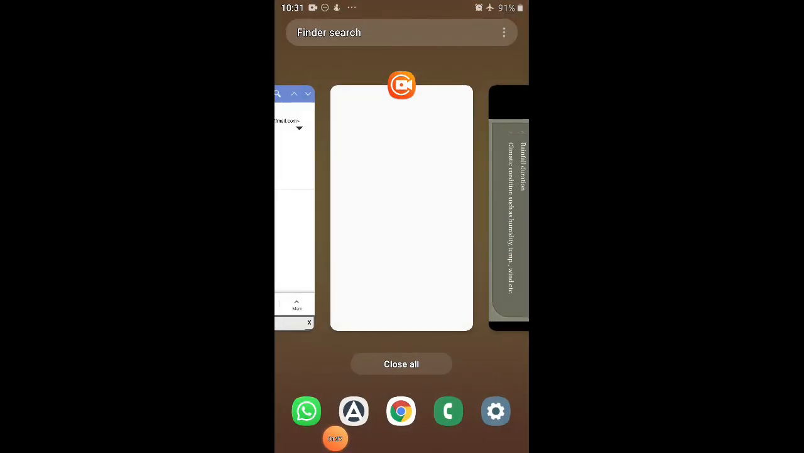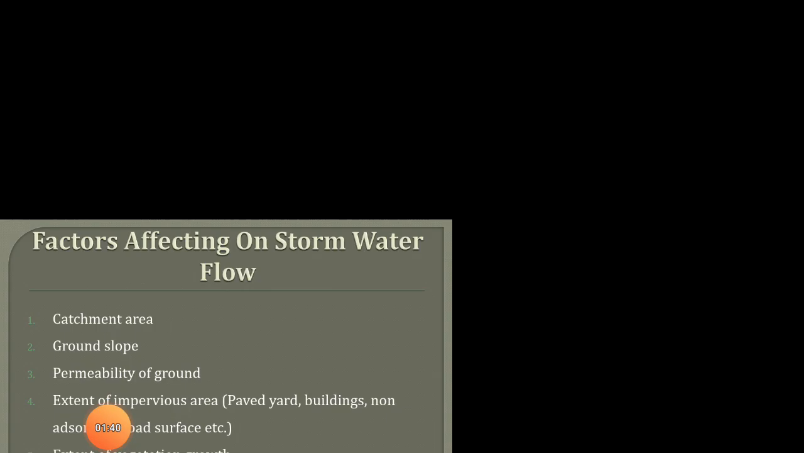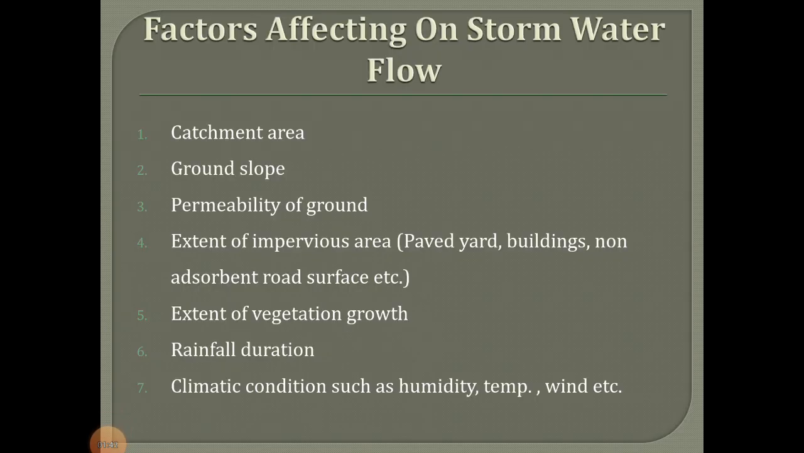There are certain factors which affect the storm water flow. The first one is the catchment area, ground slope, permeability of the ground, extent of impervious area like paved yards, buildings, non-absorbent road surfaces, etc. Extent of vegetation growth, rainfall duration, climatic conditions such as humidity, temperature, wind, etc.